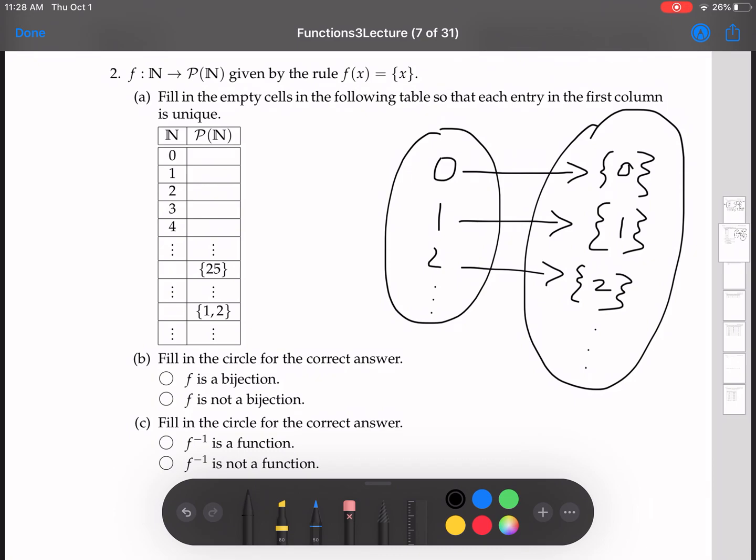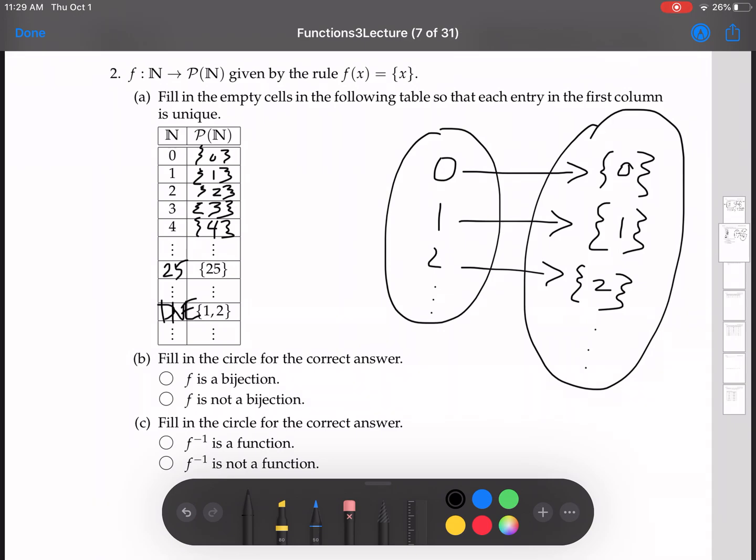Okay, so filling out the table. I think this will definitely be easier for you with a pen than with a stylus. Okay, now let's see, what goes over to the set containing 25? You guessed it. 25 goes over like so. Now what comes over to the set containing 1, 2? Nothing. All right, so this does not exist.